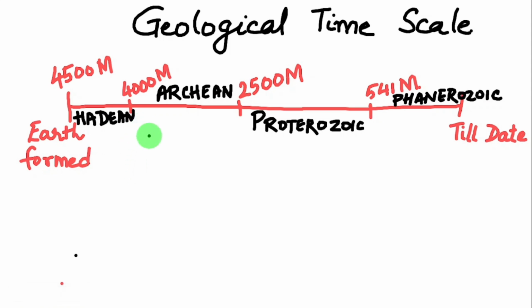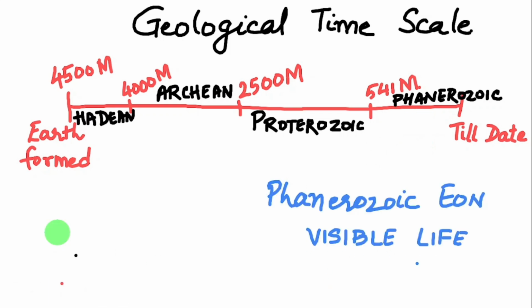Then this was the time when all the biomolecules started aggregating and the first life forms originated: bacteria, photosynthetic bacteria, anaerobic bacteria. And then slowly life originated and became more complex. And this is the current life which we see, Phanerozoic. This is the reason why Phanerozoic is called the visible life.